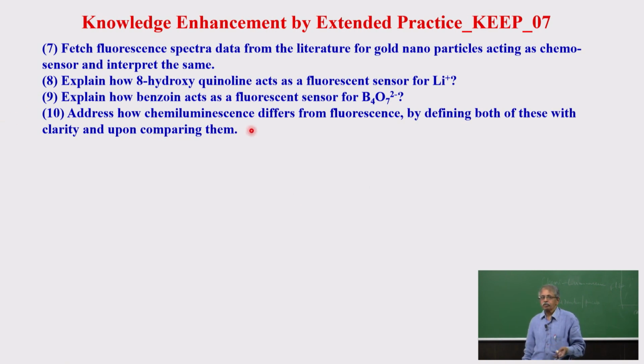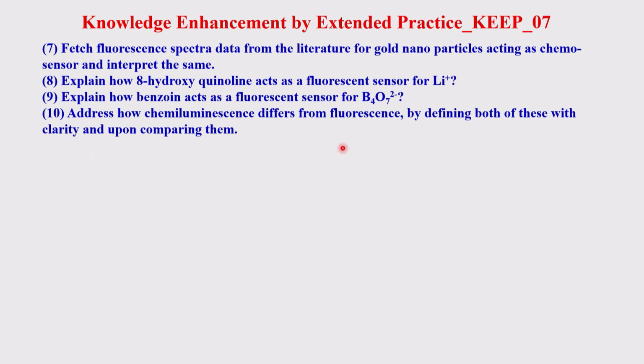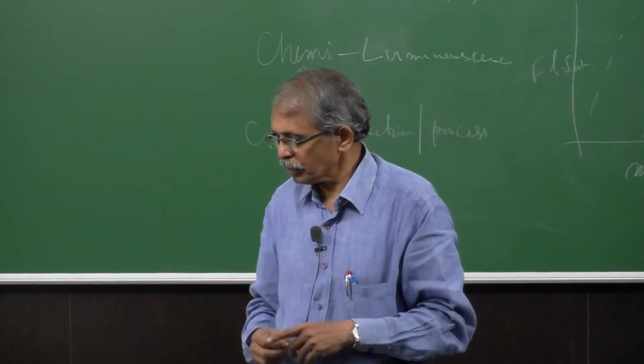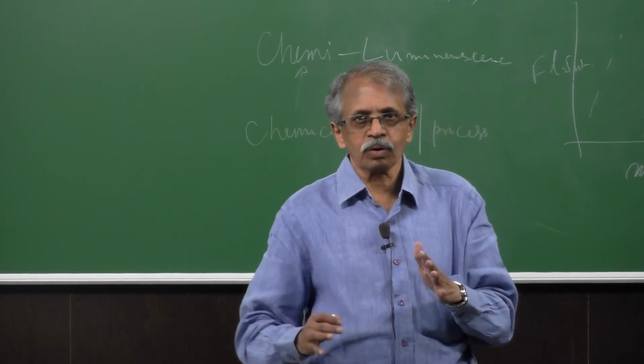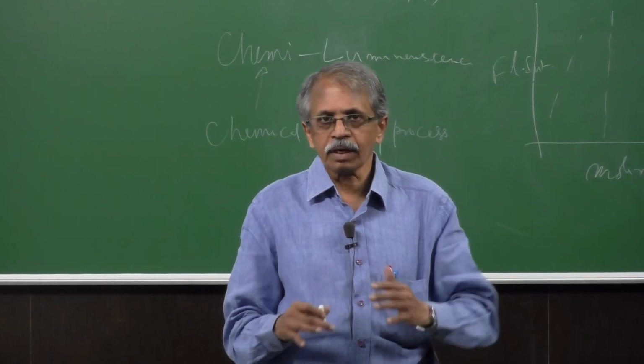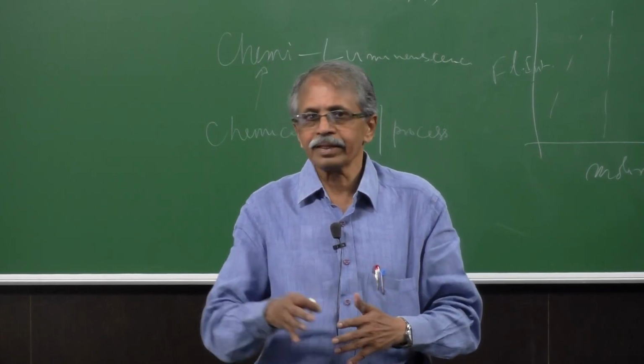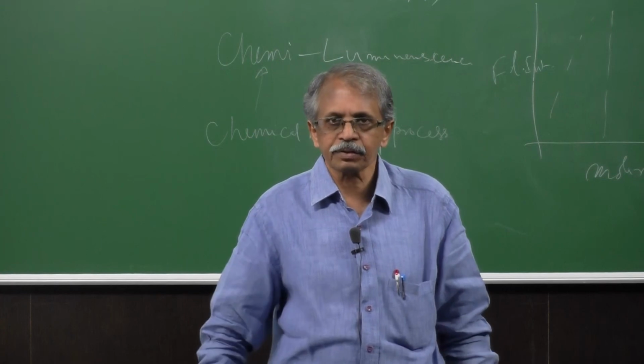Address how chemiluminescence differs from fluorescence. In this lecture, I explained to you what is the chemiluminescence versus the fluorescence, by defining both of these with clarity and upon comparing them. In one case you have excitation, in another case you have a chemical reaction. A chemical reaction producing an excited state, that's what the difference is. I hope that I have covered overall a total of 4 lectures, starting from the very basic concepts and then going through a variety of applications of fluorescence.